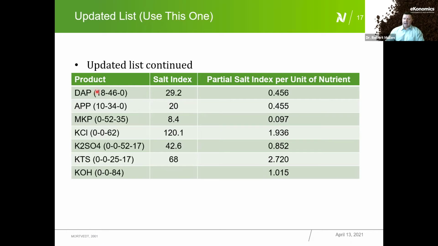Updated list. It's got DAP, APP. Notice some of the things that fell away. I know that there's still triple super out there. I know that there's still single super out there. That wasn't reported in the list that Mortvet published. I did add one that wasn't published on his initial list, and that was potassium hydroxide. Technically, this is not a salt. This is a base. But it is a way to put some potassium into solution, and it does have a lower partial salt index than most of our other forms of potassium salts, potassium sulfate being the one exception to that general rule.